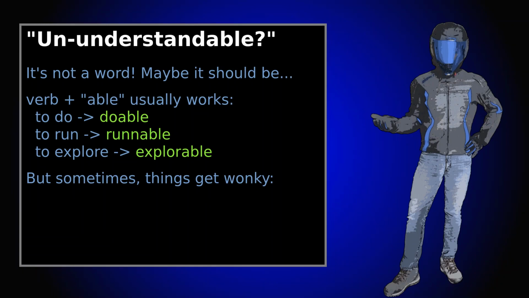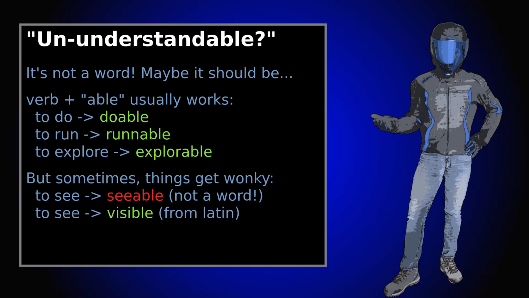But sometimes we switch language roots in English. This is because English is a rich language that has had a lot of different inputs into its formation over time. So for example, to see does not give us the word seeable. It should, that fits the pattern, but that's not a word in English. Instead, we switch to a Latin root and we end up with the word visible.